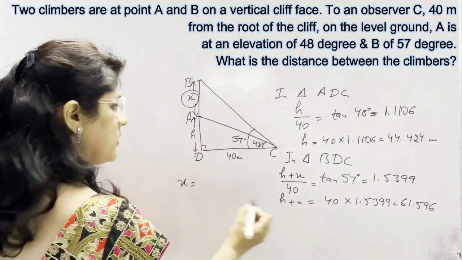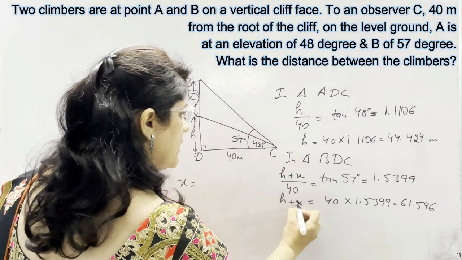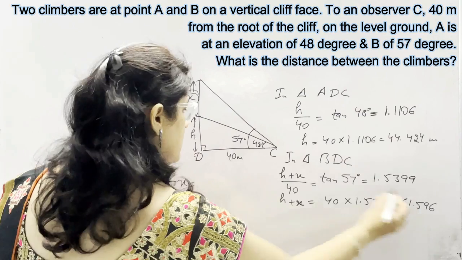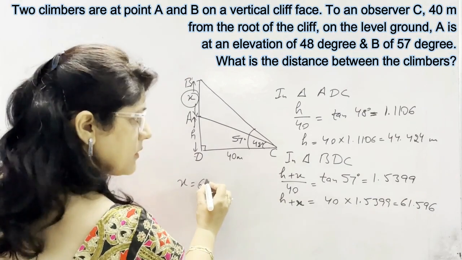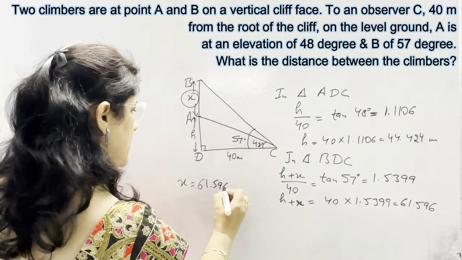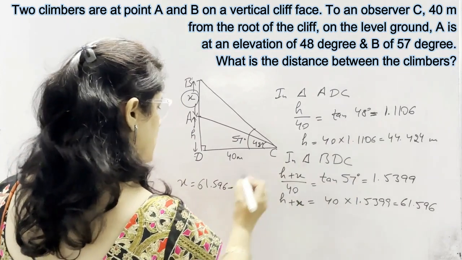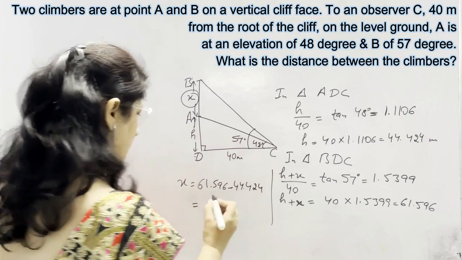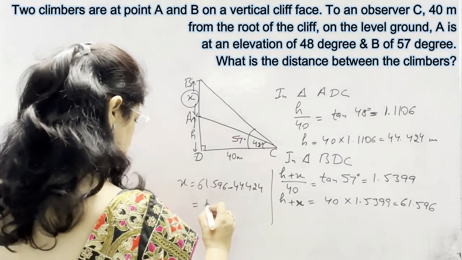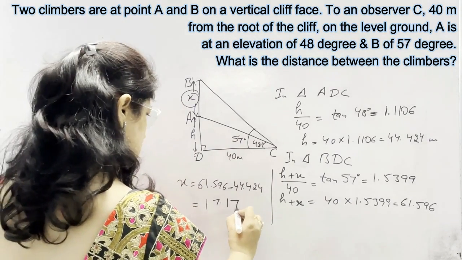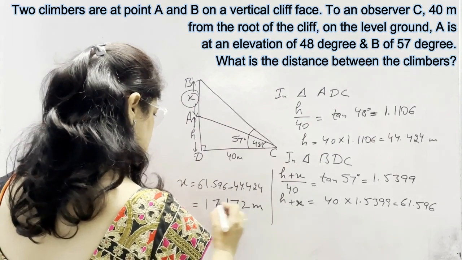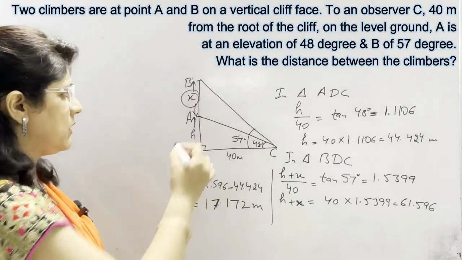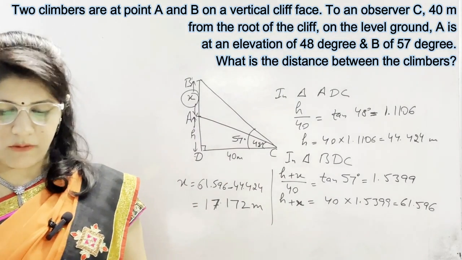Now this is h plus x and we need to calculate the value of x from here. So value of x is 61.596 minus value of h, which is 44.424 and after subtracting we will get the value 17.172 meter. So 17.172 meter is the distance between these two climbers A and B.